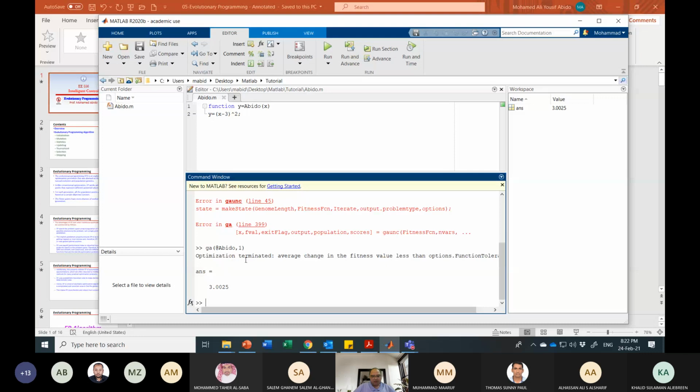So as you can see here, the optimization terminated, and the average change in the fitness is... 3. So this is the variable here. So this is what we expect actually. Am I right? So this is what we expect. Of course, as you can see here, 3.0025. Okay, or if you want the function itself, y, I think you can write here xy.